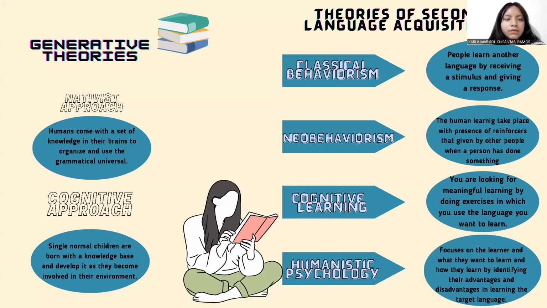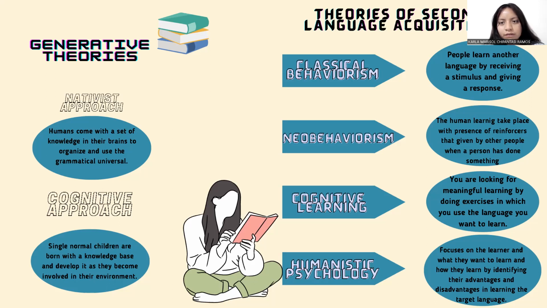I am going to talk about generative theories. Nativist approach: humans come with a set of knowledge in their brains to organize and use the grammatical universals. And cognitive approach: normal children are born with a knowledge base and develop it as they become involved in the environment. And theories of second language acquisition.